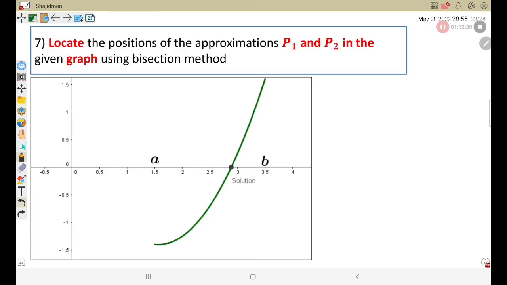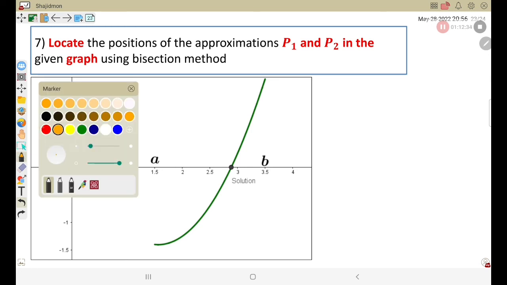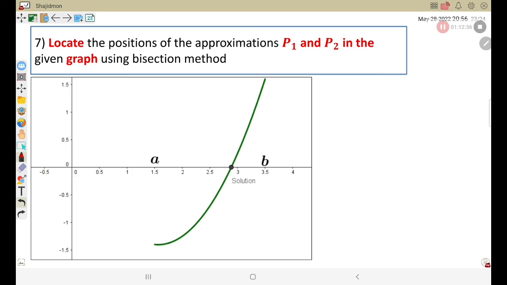Now question 7. Okay, question 7, it is the last question. Locate the positions of P1 and P2. That means we need to mark P1 and P2 positions in the given graph, using the bisection method. Locate means mark on the graph.